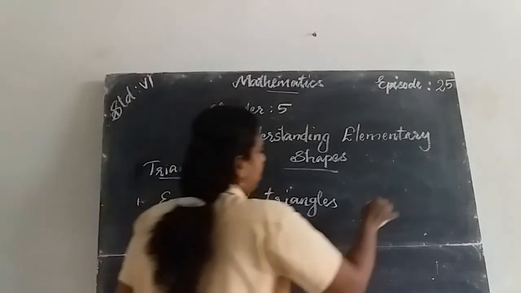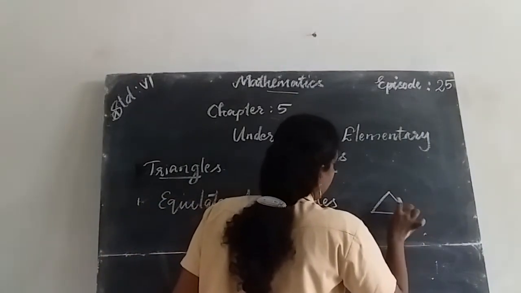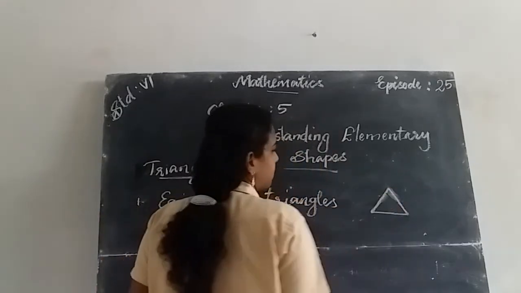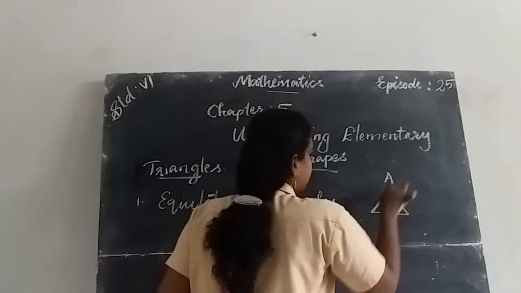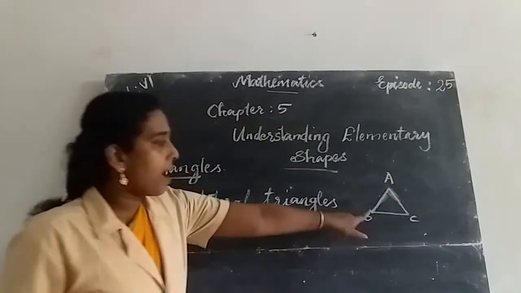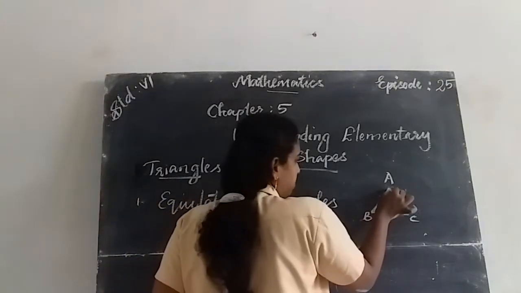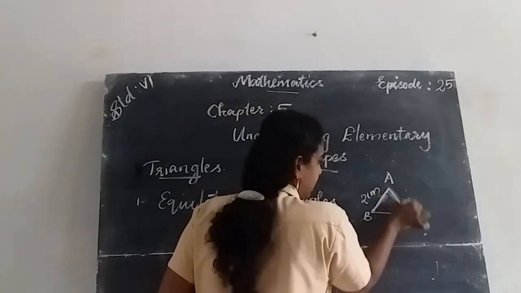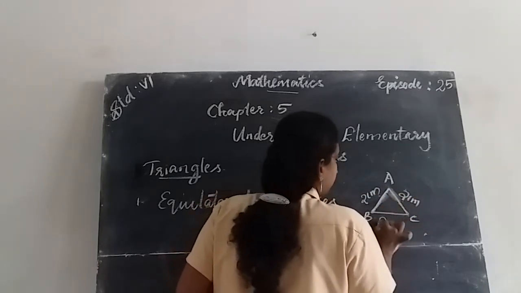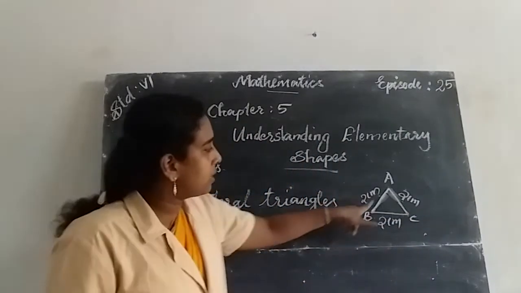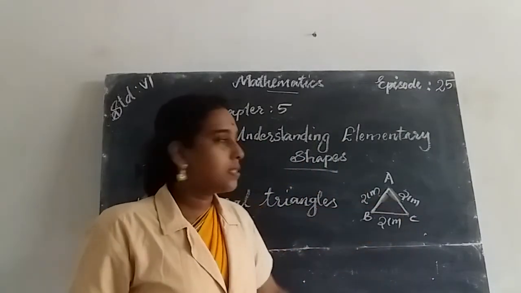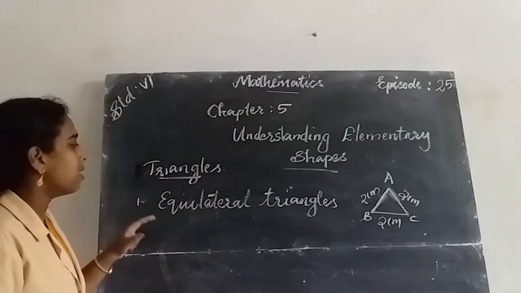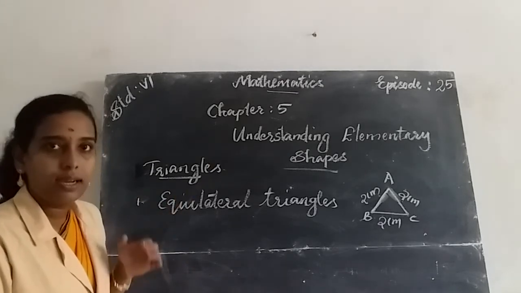If you draw a triangle like this, and these are the three sides of the triangle, and may be named as A, B, C, and this is triangle ABC, and this side AB measures 2 centimeter, and if AC also measures 2 centimeter and BC measures 2 centimeter, then the three sides of the triangle are equal. So it is said to be an equilateral triangle. So all three sides of a triangle are equal, then it is said to be an equilateral triangle.